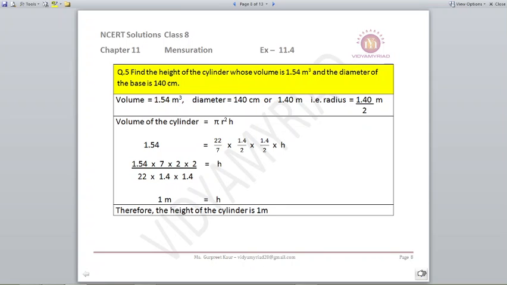But since it is diameter, we need to convert it into radius by dividing it by 2. That is 1.40 divided by 2 meters. Now volume of cylinder is pi r square h. We already know the volume, 1.54. Pi is 22 by 7. Radius is 1.40 divided by 2 into 1.40 divided by 2, multiplied by height, because that we don't know. So by solving it, we come to know that height comes out to be 1 meter.